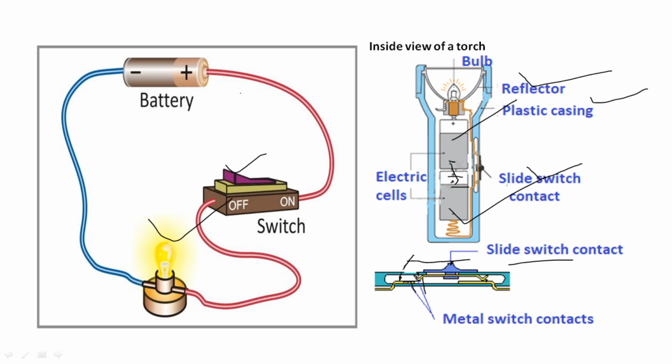So like this, if it is moving, then it will come in contact with this metal. If you move it back again, this metal tip will be separated from this metal tip. Then electricity will not flow and the torch will be off.